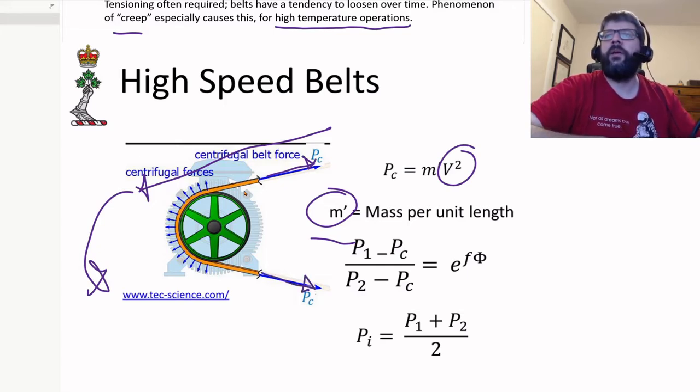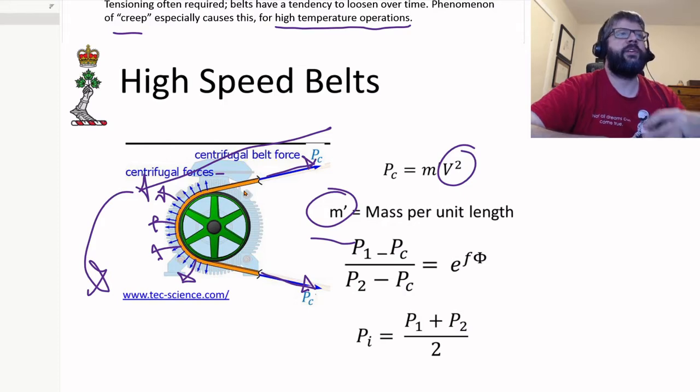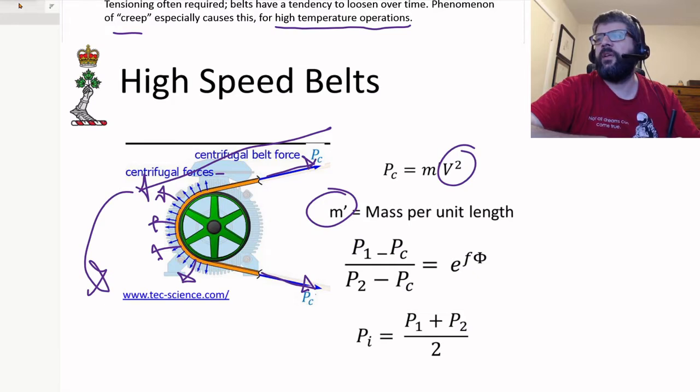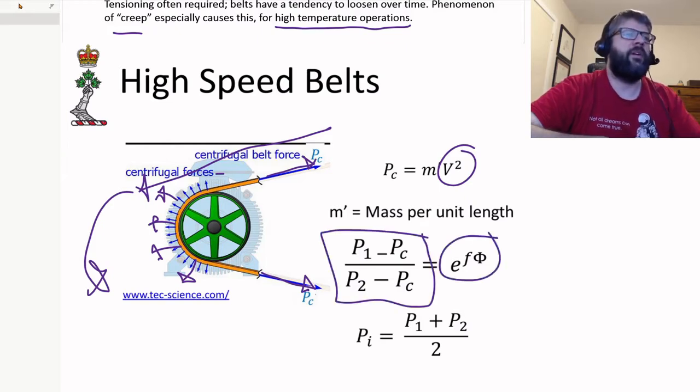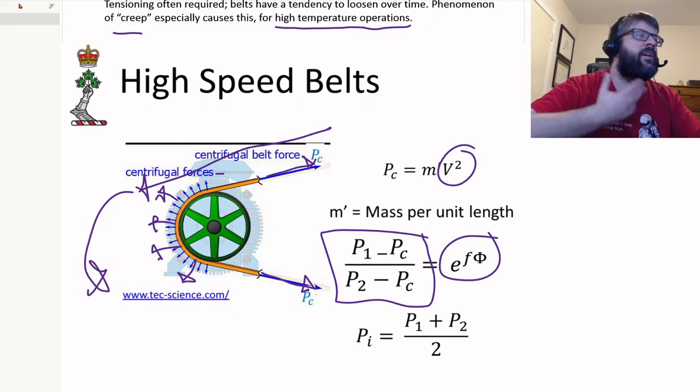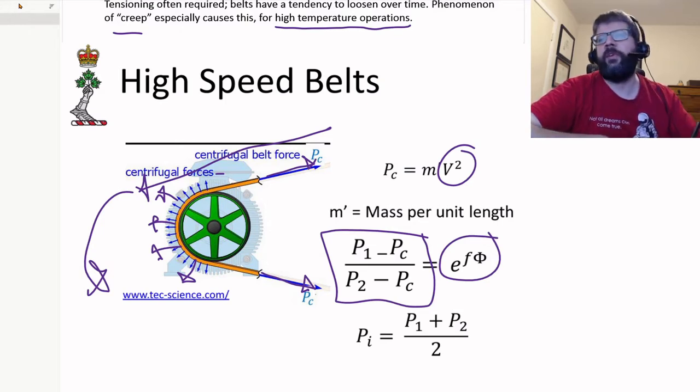And because this is going to be causing the belt to want to lift away from the sheave, we're reducing the normal force there. So we're reducing the contact force, so we're reducing the friction. So our friction relationship here gets affected. Basically the ratio of the P1 to P2 that we could attain also gets changed when we're working at particularly high speeds.